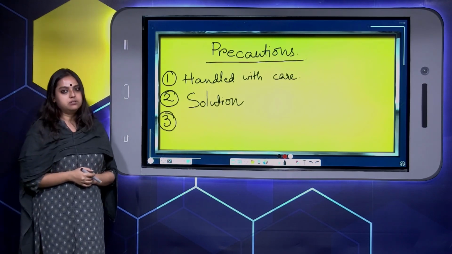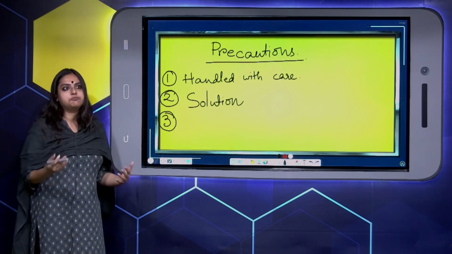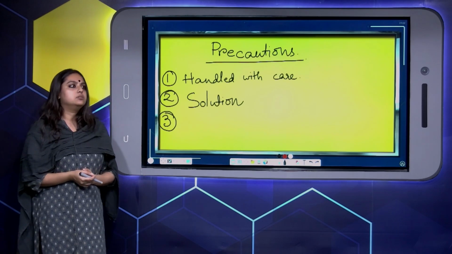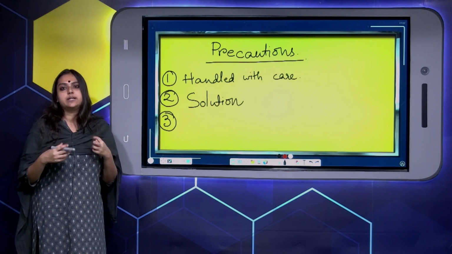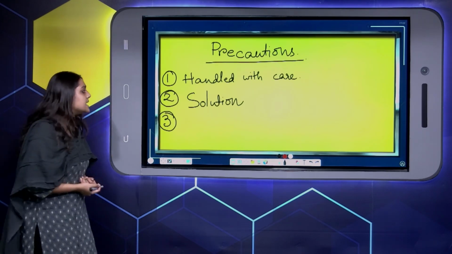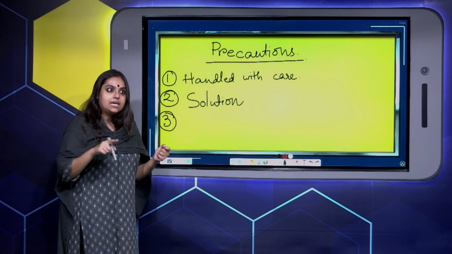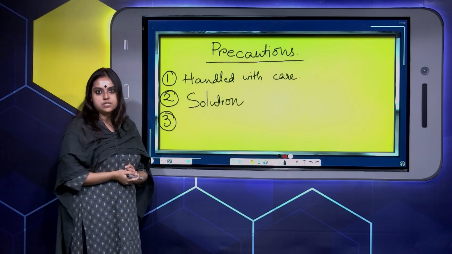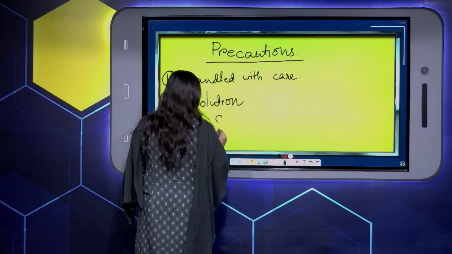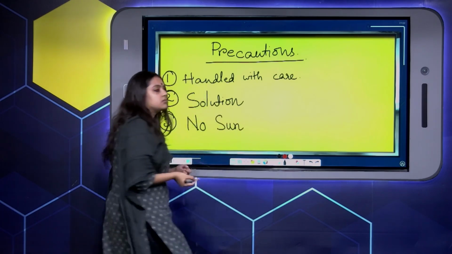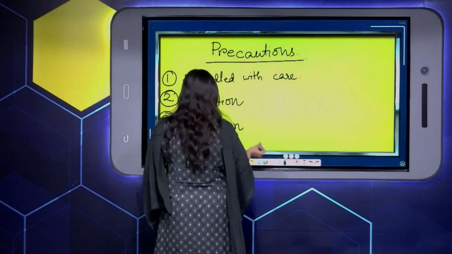Okay. What is the next point? It should not be under hot sun, or in front of a furnace, or in a place where the temperature is too high, because the mercury may expand and it may break the walls of the thermometer. So, no sun, right?